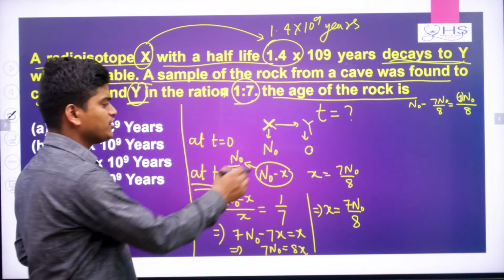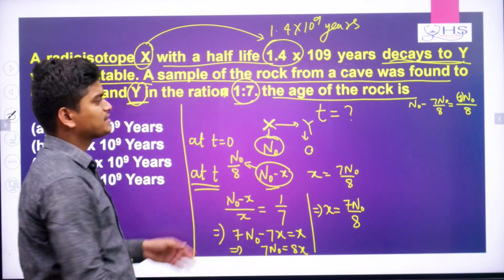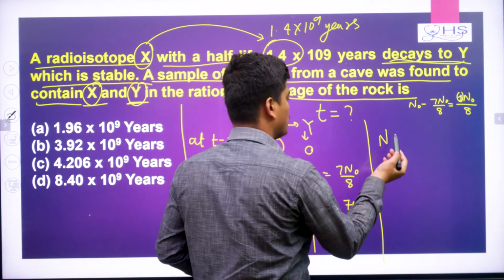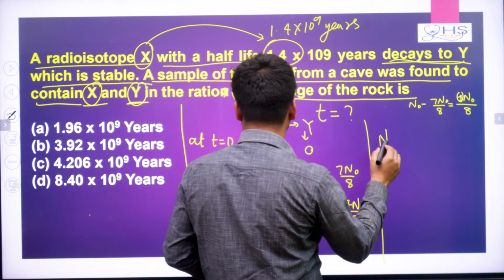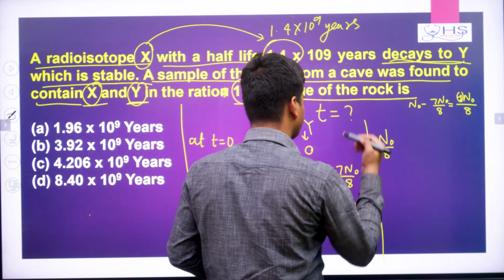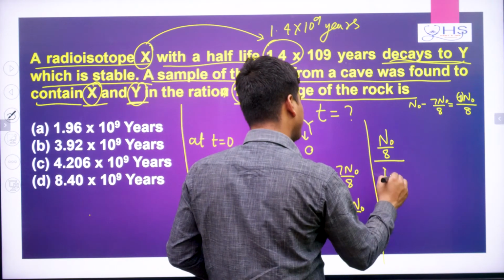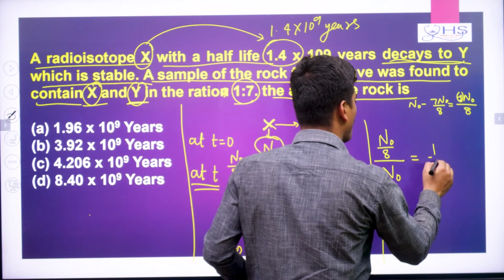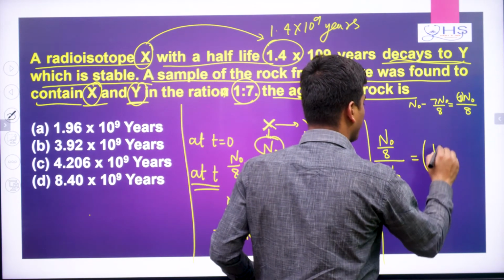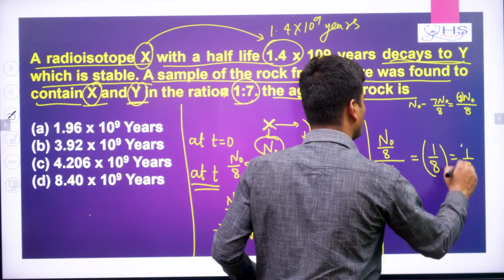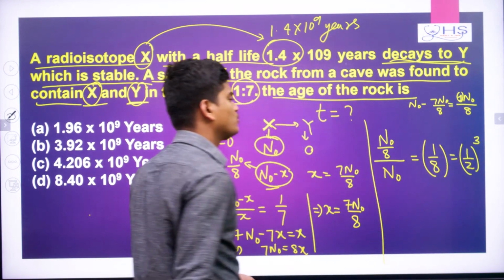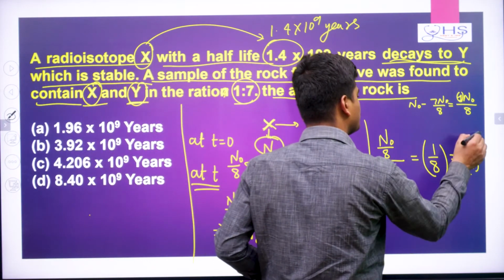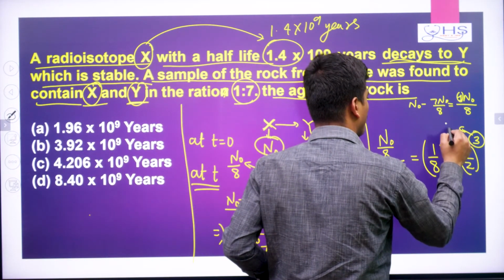Now you got this is the initial, this is the final. Now they are asking the age of the rock. So we have the formula: undecayed particle, that is n naught by 8, divided by the initial particle, that is n naught. So how much will it come? 1 by 8. So 1 by 8 I can write as 1 by 2 to the power 3. This is coming here.